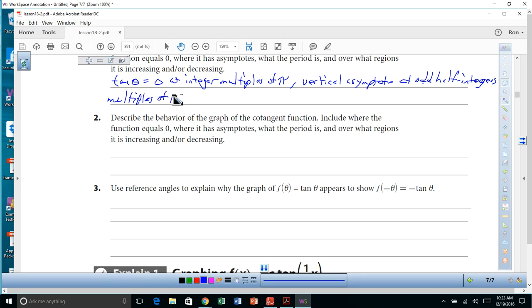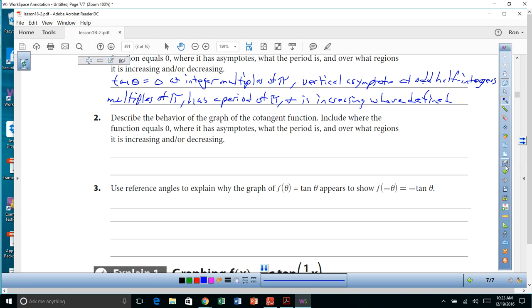...of pi, and has a period of pi, and is increasing where defined.